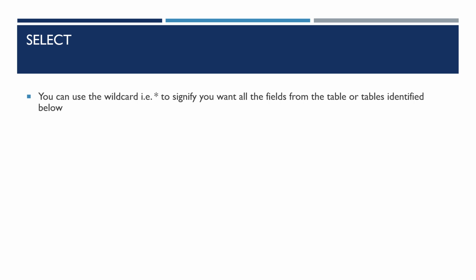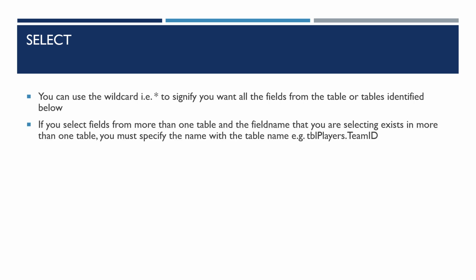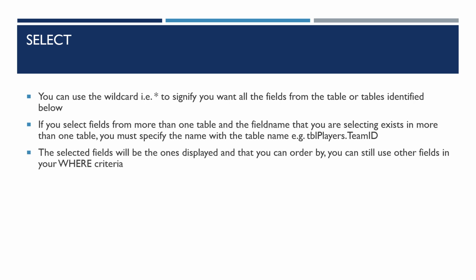If you select fields from more than one table, and the field name that you are selecting exists in more than one of those tables, then you must specify the name of the table with the field name in order to identify which one you want to get it from. For example, tableplayers.teamid as opposed to tableteam.teamid. The selected fields will be the ones displayed in your query output and the ones that you can later order it by. You can still use the other fields in your where criteria later on when you're establishing what should be selected for this query.